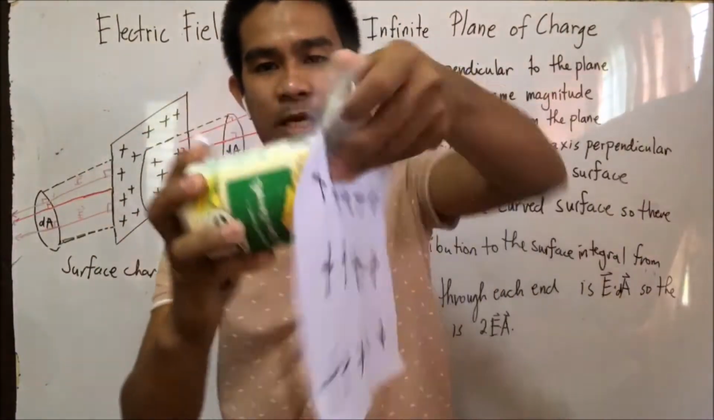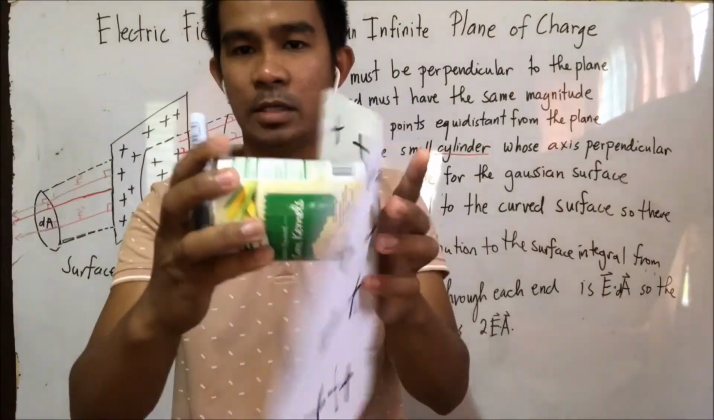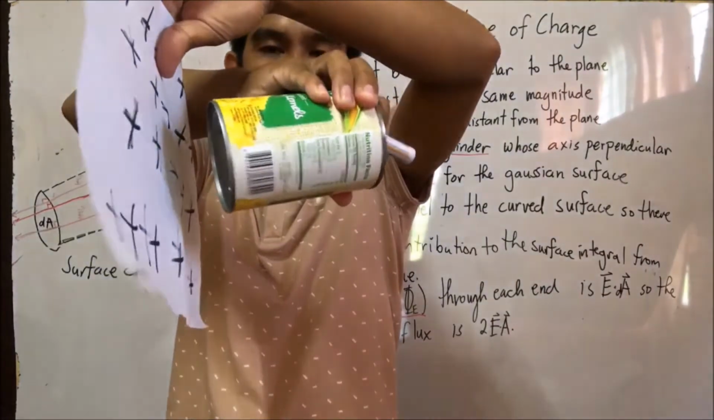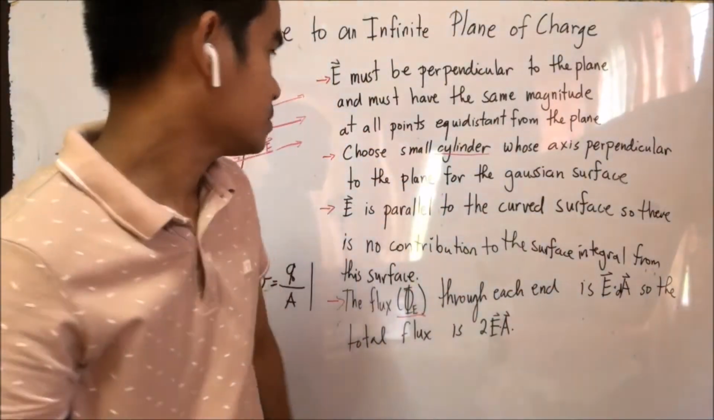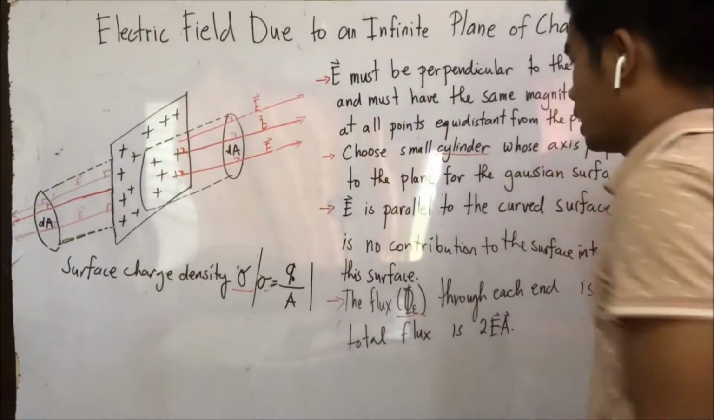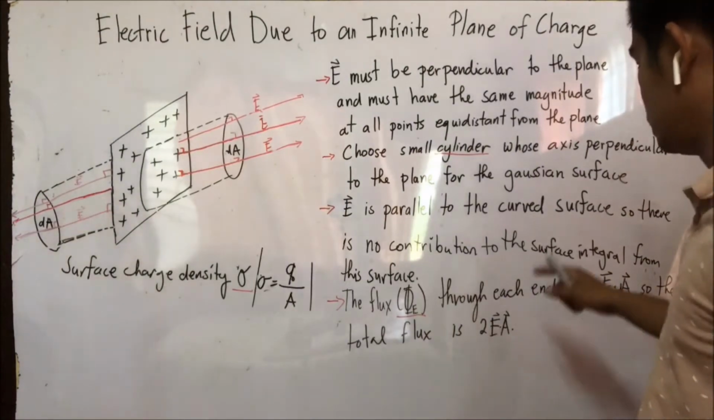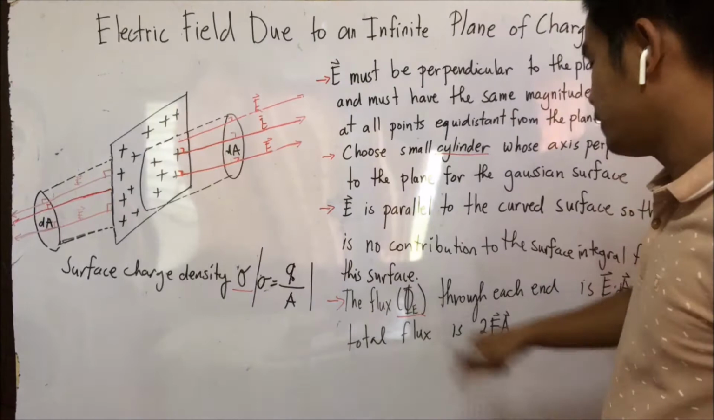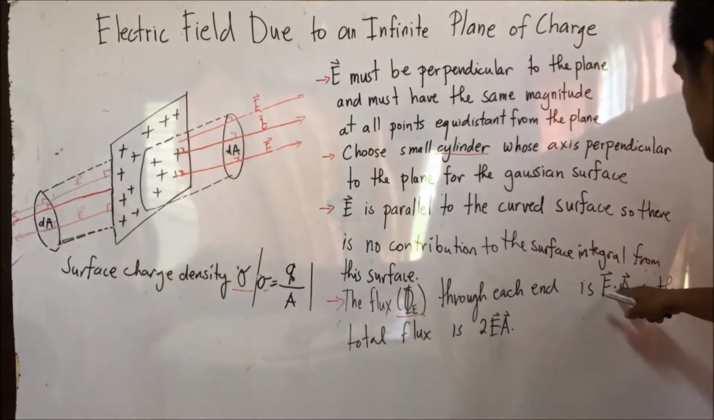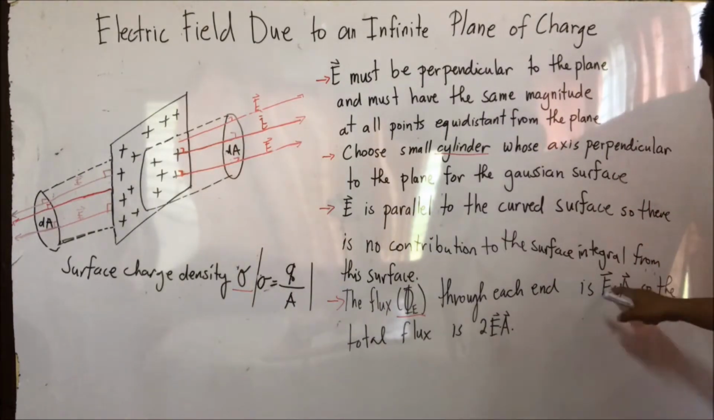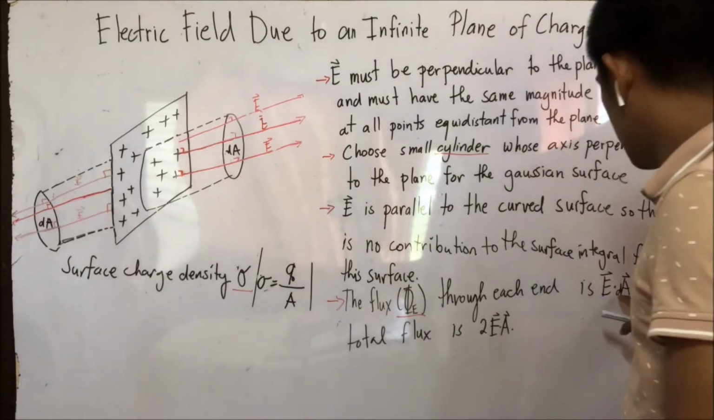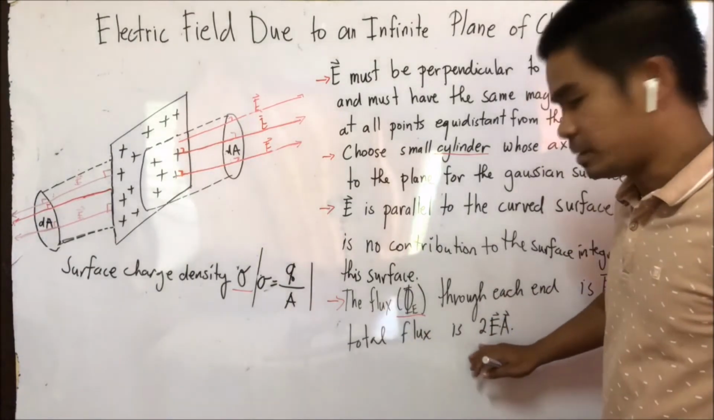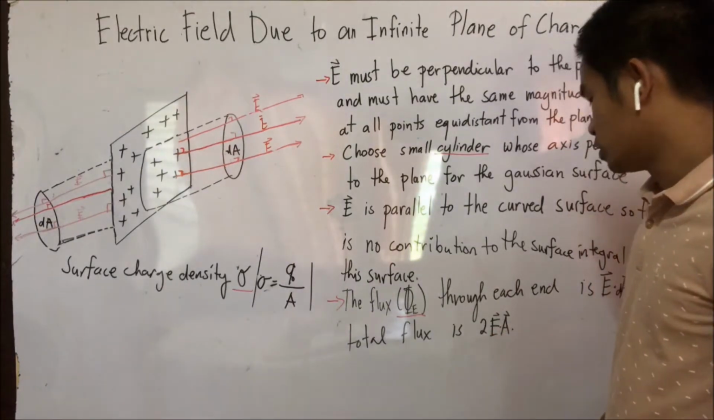One area at this side, and one area at this side. So the total area, the surface integral, is 2 times the area. So the total flux through each end is the dot product of the electric field and the area element. So we have the total flux, 2 times the electric field times the area.